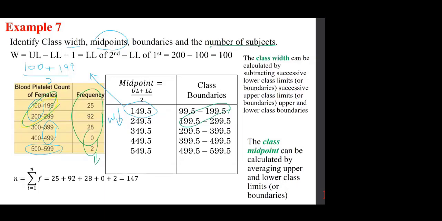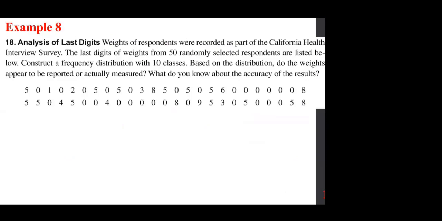All right, let's quickly look at the last question before we move on to the next section. Could somebody read the question, please? Analysis of last digits. Weights of respondents were recorded as part of the California Health Interview Survey. The last digits of weights from 50 randomly selected respondents are listed below. Construct a frequency distribution with 10 classes. Based on the distribution, do the weights appear to be reported or actually measured? What do you know about the accuracy of the results?